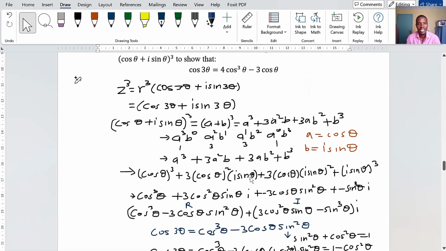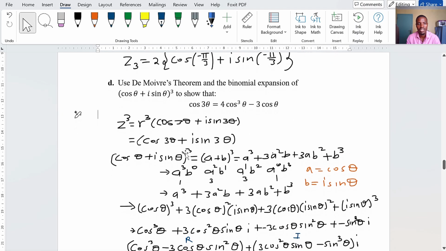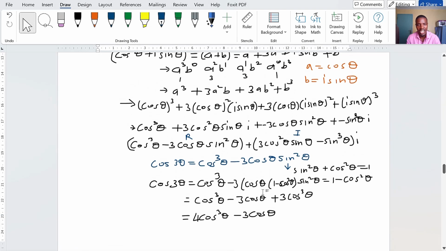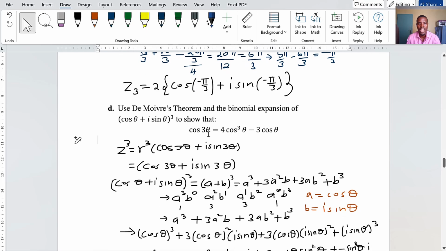So we had 4 cos cubed theta minus 3 cos theta, which is exactly the same. So we have proved that this is the same as this, because this compared to our real part, which was this, then using the trigonometric identity, the Pythagoras theorem, we substitute for this, and then we rearrange by expanding 3 cos theta times 1 plus 3 cos theta times cos squared theta. Then put together, you get 4 cos cubed theta minus 3 cos theta, which is exactly equal to this. So we have used De Moivre's theorem and binomial expansion to show this.